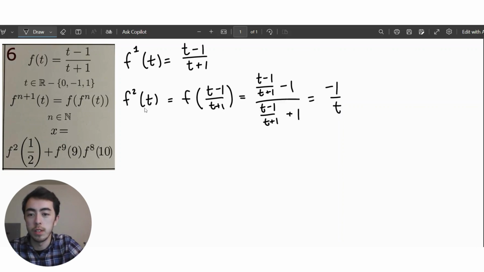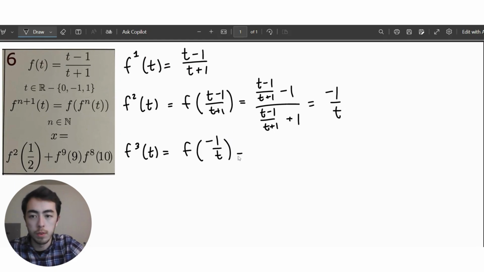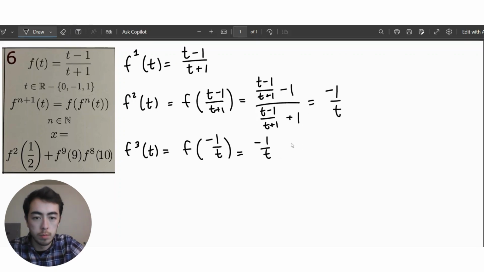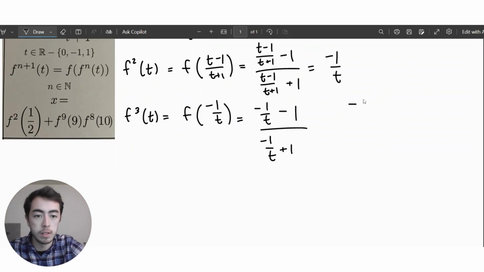Well, I need to do this like 7 more times, so let's just keep going because I'm trying to hit this f9 right here. Okay, f3 of t states that I need to do f of f2 of t, and then f2 of t is just negative 1 over t, so negative 1 over t. And doing what I did before, this just says put a negative 1 over t every time you see that input spot in our original function. So minus 1 on top and a plus 1 on bottom. Same thing, fractions within fractions. Let's try to find a common denominator and simplify.